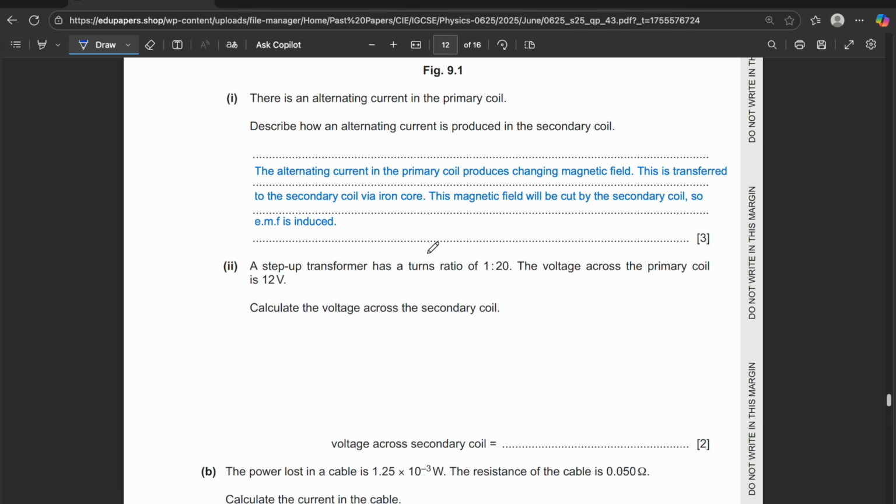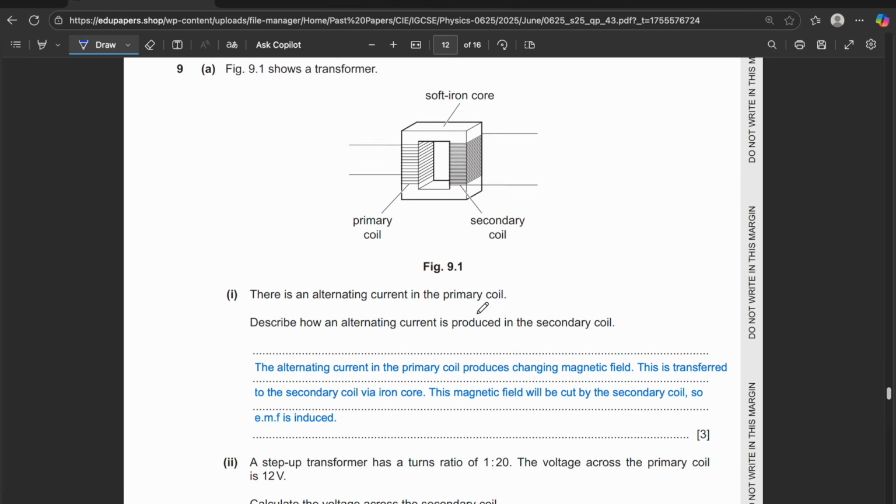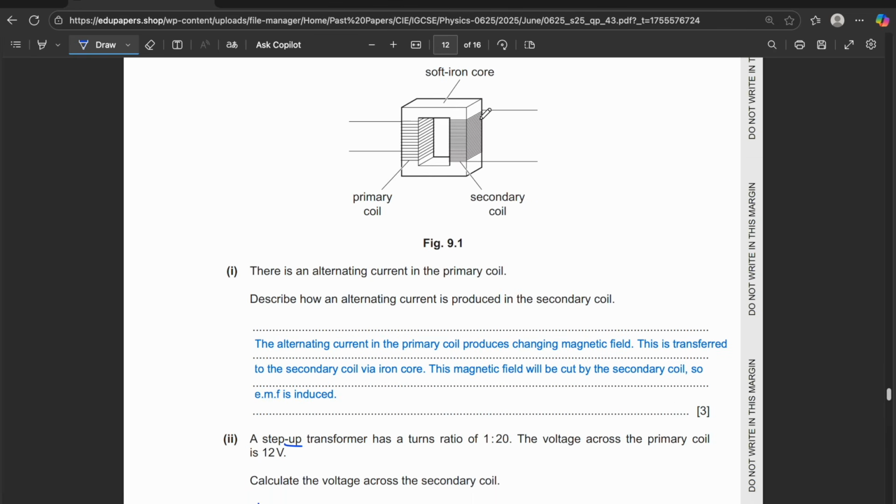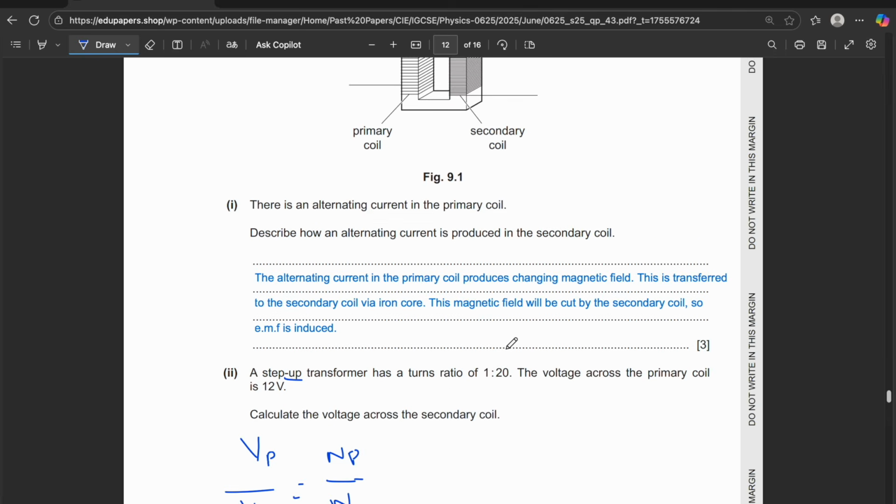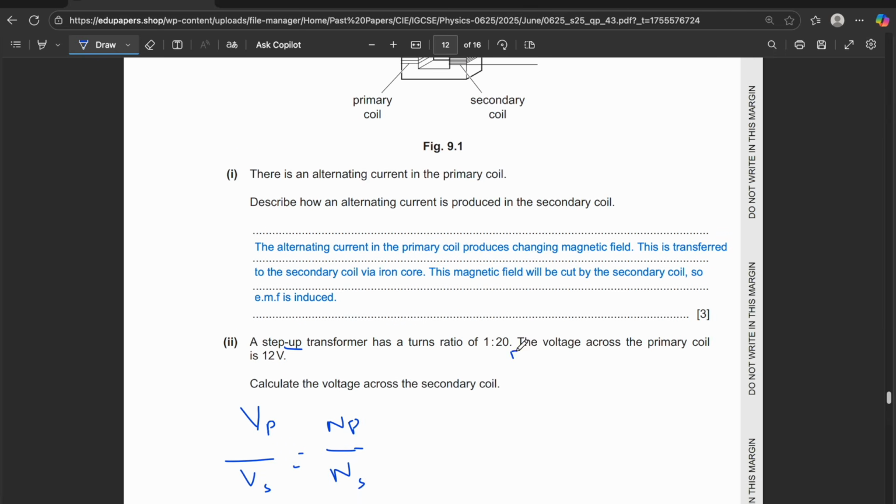A step-up transformer has a turns ratio of 1:20. The voltage across the primary coil is 12 volts. Calculate the voltage across the secondary coil. So we have this equation: Vp divided by Vs is equal to Np divided by Ns. And because it is a step up, you already know that the secondary coil will have more turns. So this is for the secondary coil.